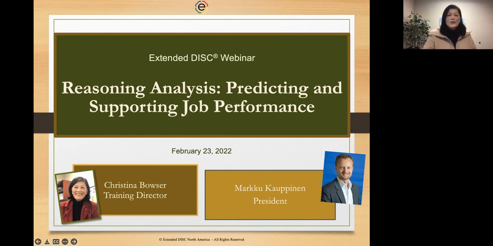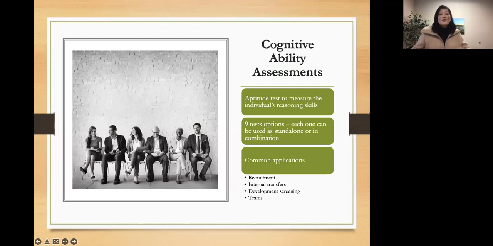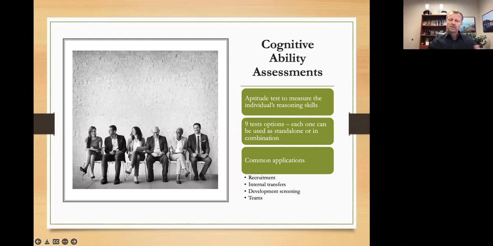Let's get a little bit of intro about what this new tool is that we're sharing with all our people out there. Yeah, let's get started. And you mentioned it's a new tool. Actually, reasoning analysis or cognitive ability assessments, we've been providing in other parts of the world for the past 25 years, and we only fairly recently introduced these tools to North America, United Kingdom, and Singapore.